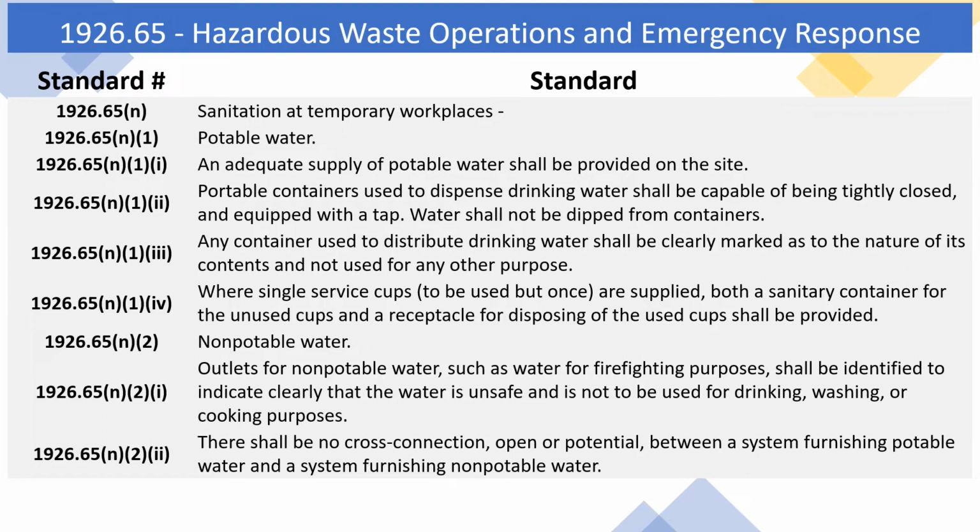1926.65 N.2. Non-potable water. 1926.65 N.2.i. Outlets for non-potable water, such as water for firefighting purposes, shall be identified to indicate clearly that the water is unsafe and is not to be used for drinking, washing, or cooking purposes. 1926.65 N.2.ii. There shall be no cross-connection, open or potential, between a system furnishing potable water and a system furnishing non-potable water.